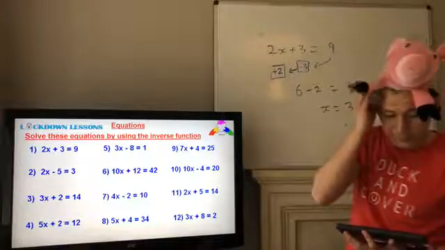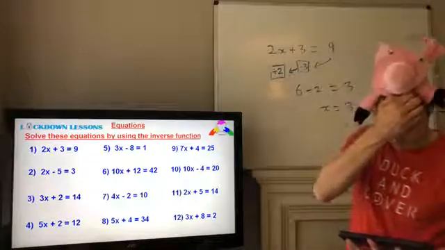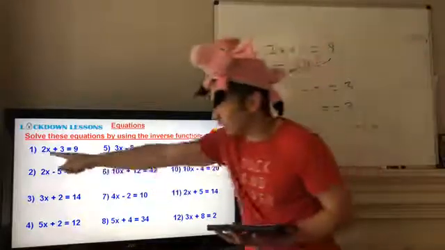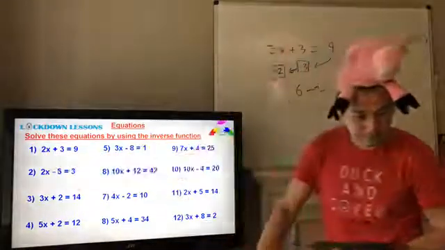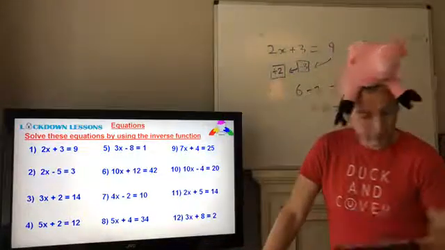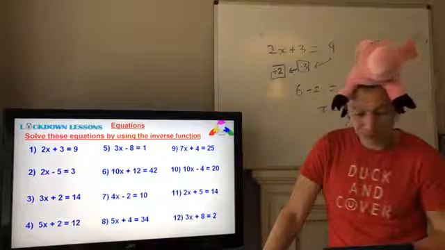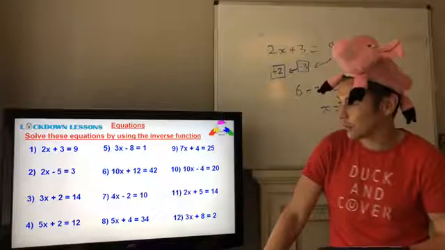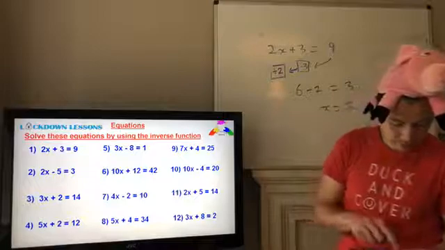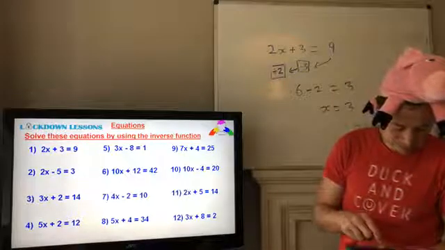So 9 take away 3. 9 take away 3 equals 6. And then we're going to have to divide it by 2, aren't we? Equals 3. That's it. That's the answer. x equals 3 is your answer. That's quite easy. Yeah, it's the same as the function machines. Okay.